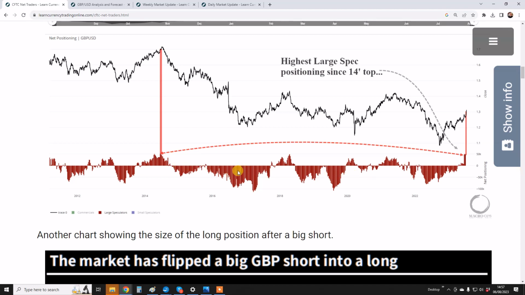Now, in terms of this chart, I showed it in my last video, and it just shows large speculators positioning in GBP USD. You can see here, really big long position where my cursor is, and then the big fall to the downside. Speculators built up a position which was almost equivalent to this one here. At the time, the pound was still going up, but it did warn of a break, and we have seen some downside in the pound, and there's more downside to come.